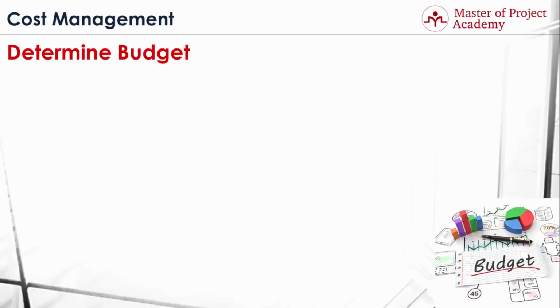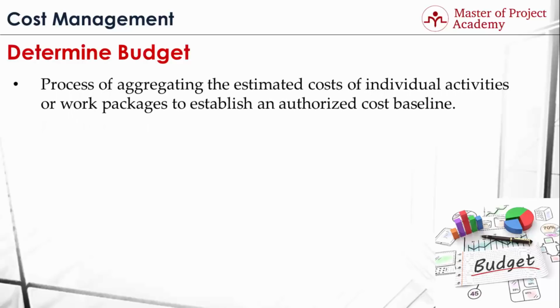Determine budget process. The third process of the cost management knowledge area is the determine budget process. Determine budget process is the process of aggregating the estimated costs of individual activities or work packages to establish an authorized cost baseline. During the estimate costs process, cost estimations of project activities and work packages are determined. With these estimates, overall project cost is found by rolling up the costs of project activities and work packages to control accounts, and this is done during the determine budget process.